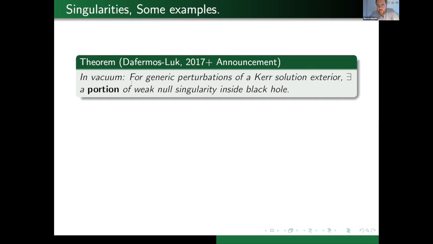I'm not going to describe what that means. It means something very different from what we see in Schwarzschild. It means that the strength of the singularity is much weaker, but still you cannot continue the solutions past the singularity, even in a weak sense.